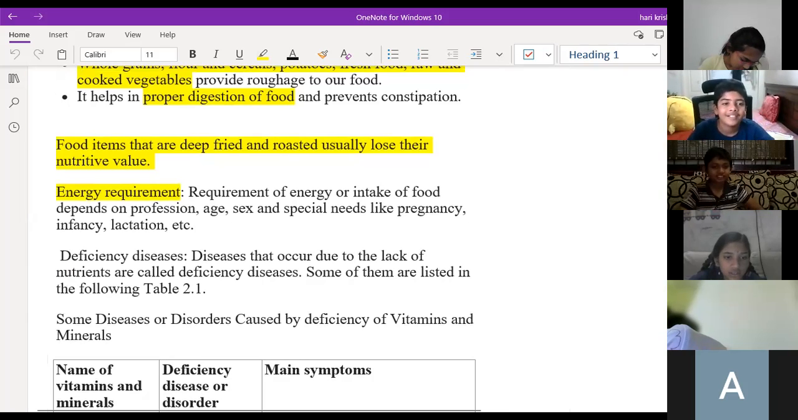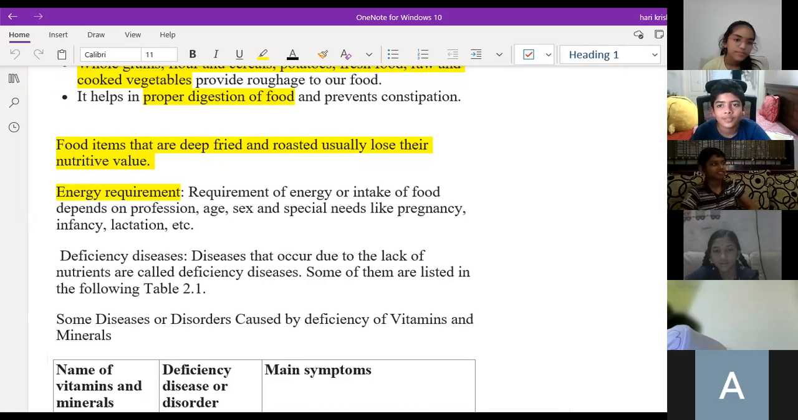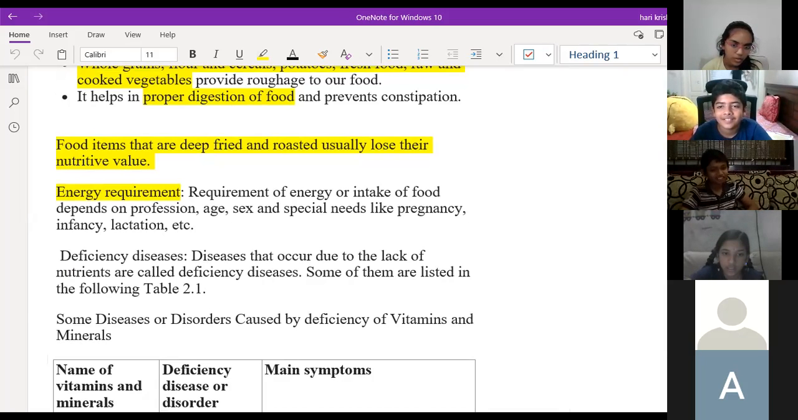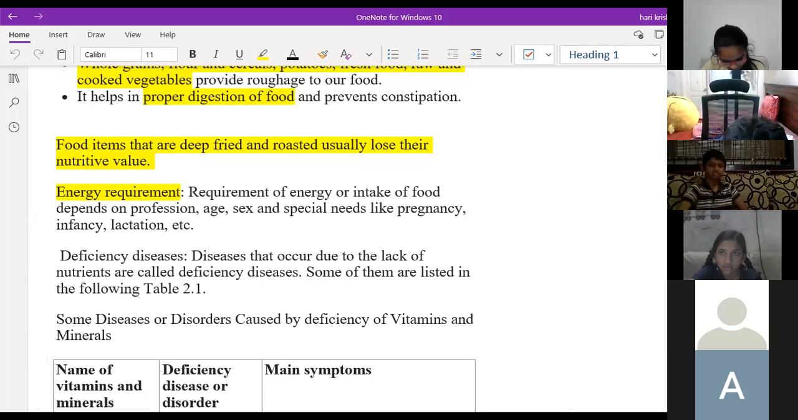What is the main role of ORS at that time? What will it do? Sir, give roughage, sir. It's not giving roughage. During the constipation, what will happen? We will lose the salts present in our body continuously, right? We'll lose the salts from the body. So the water and the salts will be lost continuously through our body. So to replenish that, we'll take the ORS, oral rehydration solution.